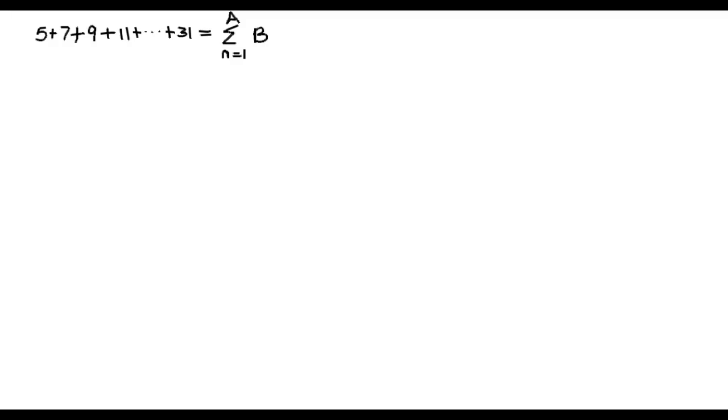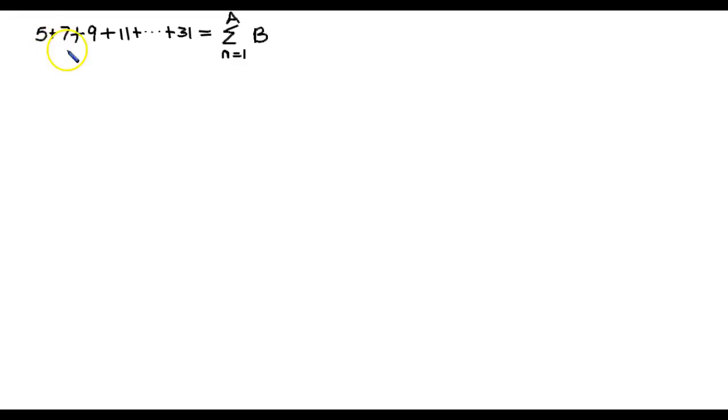In this problem, they give us a finite series. As n goes from 1 to a, we're adding up the terms given by b. And they want us to find a, and they want us to find b. Now, the terms that they give us begin with 5 and go all the way to 31. And we're adding each of the terms in this series.